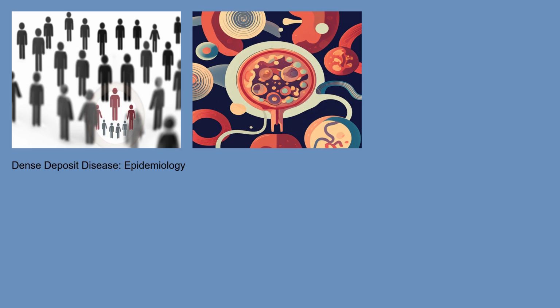Its exact prevalence is difficult to determine, but it's estimated to affect around 1 to 2 people per million. It can occur at any age, but it's most commonly diagnosed in children and young adults. There's no known specific racial or ethnic predisposition. Because of its rarity, accurate epidemiological data is challenging to gather.